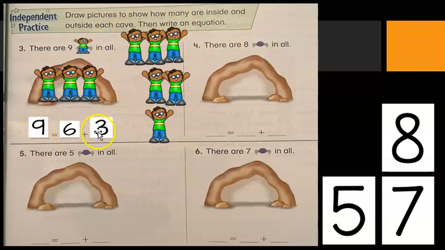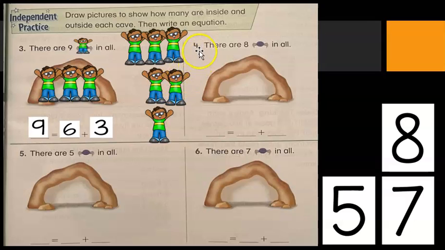Now, write this on your paper, okay? When you draw these, okay, you do not have to draw these boys. You can just draw maybe like a line. You can draw a stick figure. You can draw circles, okay? But they have to equal up to 9. Put 3 in the cave and put 6 out here.